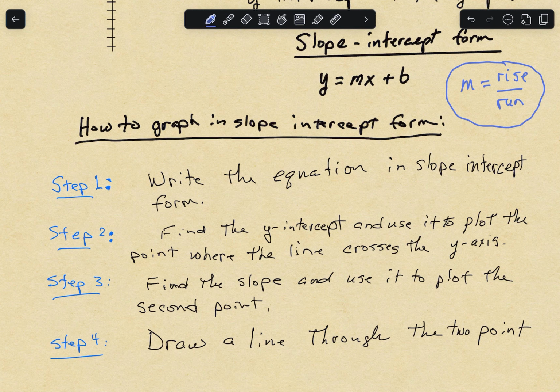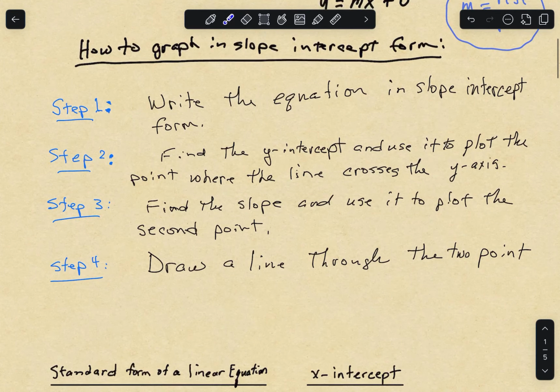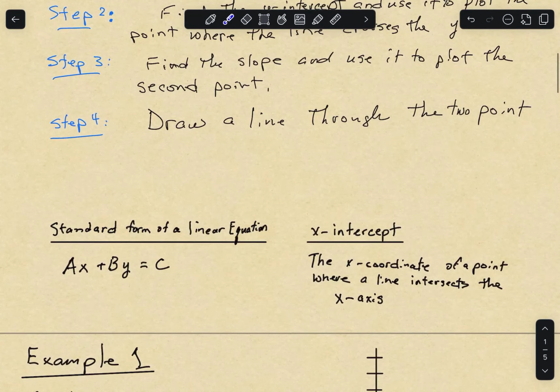Once you find the slope, you're going to draw a line through the 2 points. When you find that slope, you use it to plot the second point. You do that by, let's say the y-intercept is here, and you go 1, 2, 3 over 2. You find that little point, and then you draw that line right through it. That's how that works. You draw a line through the 2 points, and that's all you've got to do. Once you find 2 points, you've got the line.